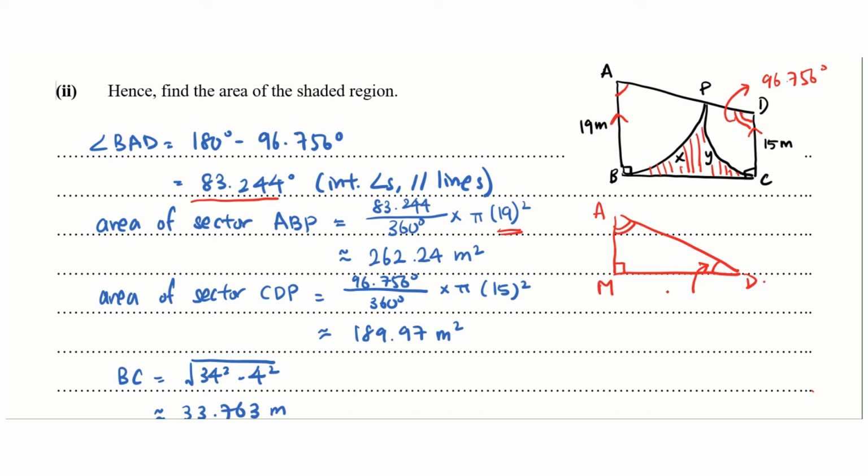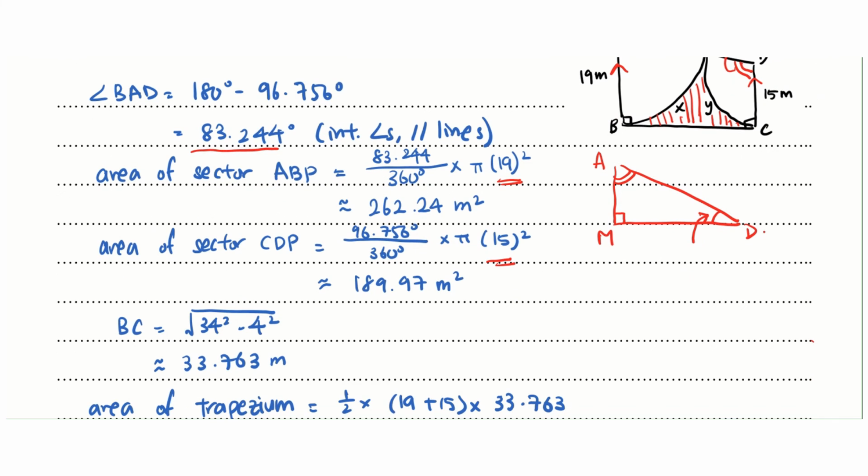Moving on to find out what is the area of sector CDP, we will use the angle that we have already found in part I and use the formula with radius being 15 and get the answer to be 189.97 meters squared. So the only thing that we need to find next is to find out what is the area of trapezium before putting all these pieces together.